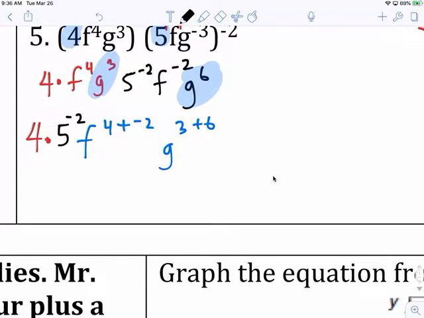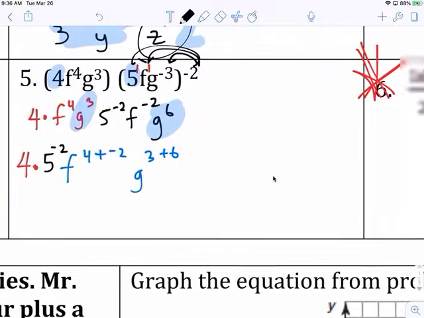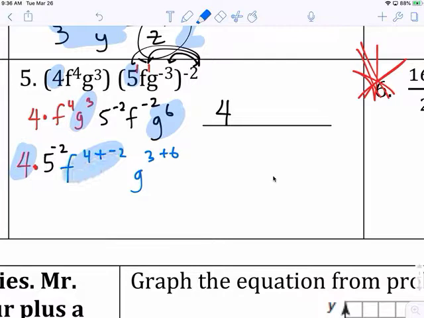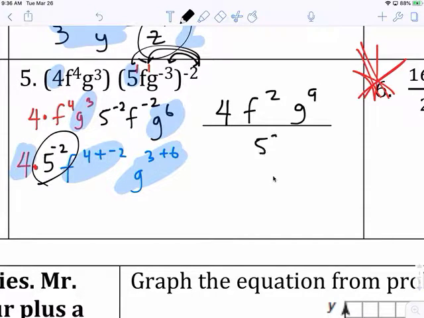So, okay, which one stays on top? 4 stays on top. This is going to be positive, stays on top. This is going to be positive, stays on top. F to the 2nd, g to the 9th, and on the bottom, 5 to the 2nd. This can be solved further to 25. So 4, f to the 2nd, g to the 9th, over 25.